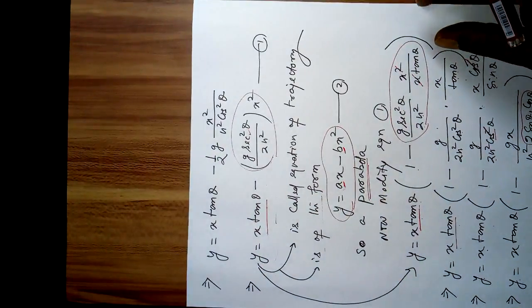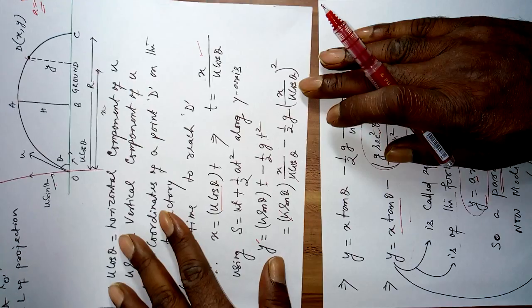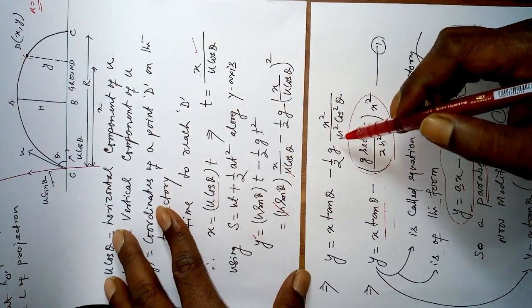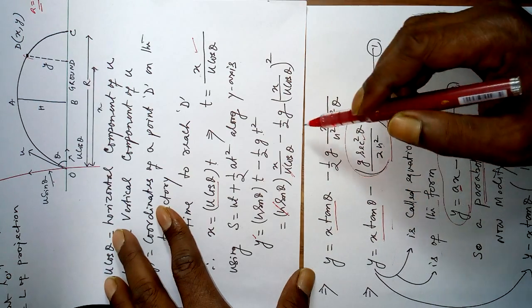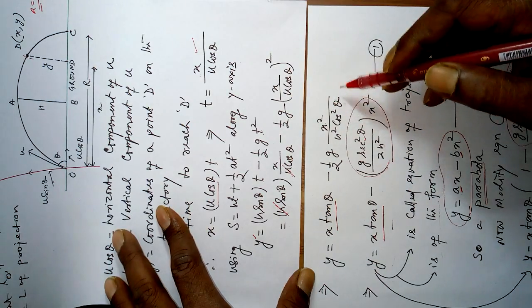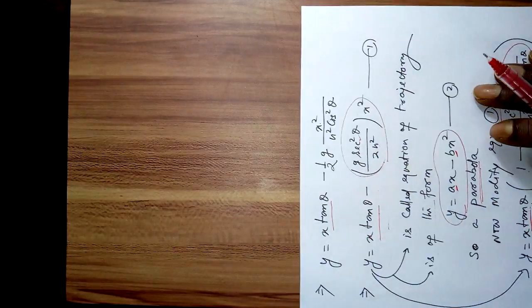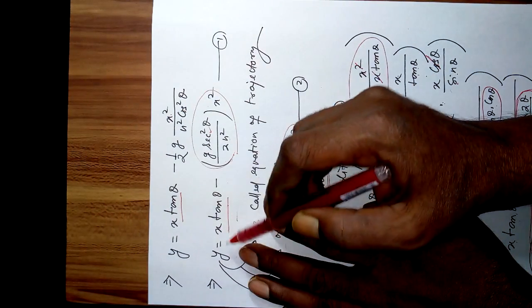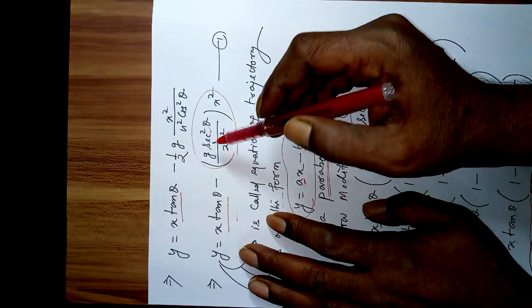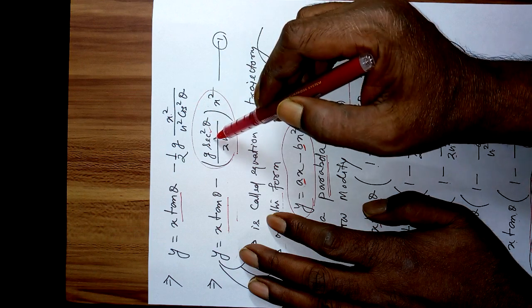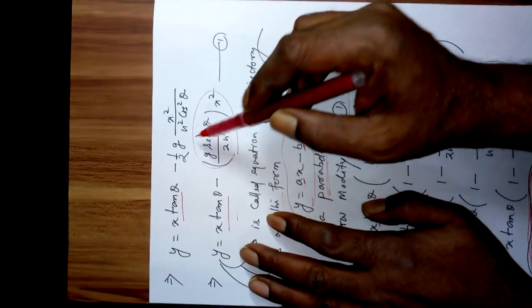Now here your u cancels, sin theta over cos theta is tan theta, so it becomes x tan theta minus half g x square over u square cos square theta, right? So let us simplify this. Very simple. So y equals x tan theta minus g x square, 1 over cos square theta is secant square theta, so that will be in the numerator, over 2u square.